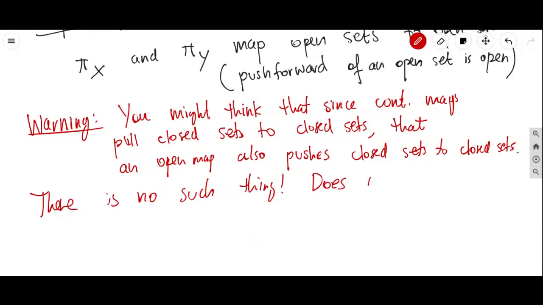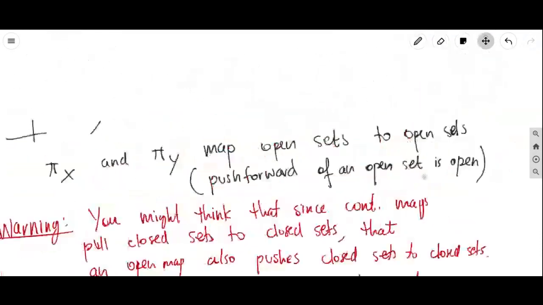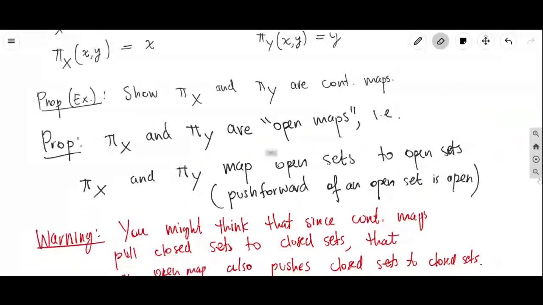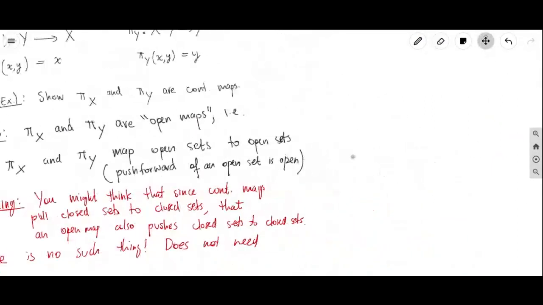It does not need to be true. I guess it could be true. You can come up with examples when it's true, but we of course are asking if it's true in general. And I want to give you an example. I'm going to prove to you this proposition after the example, just so we get to practice the product topology.